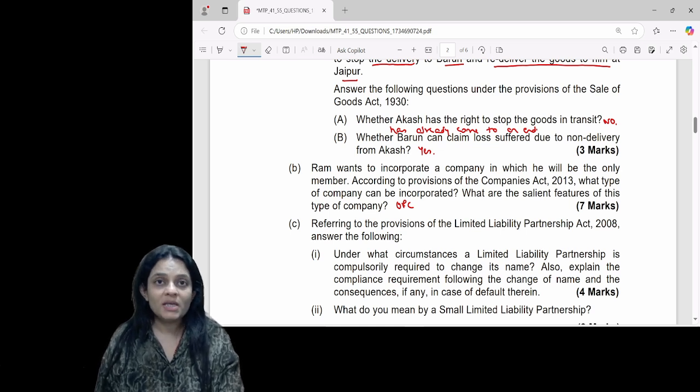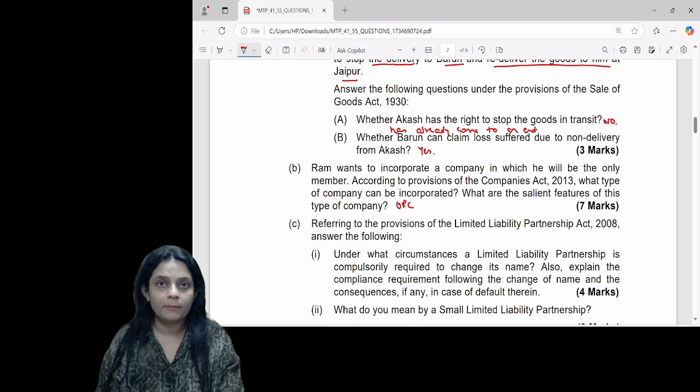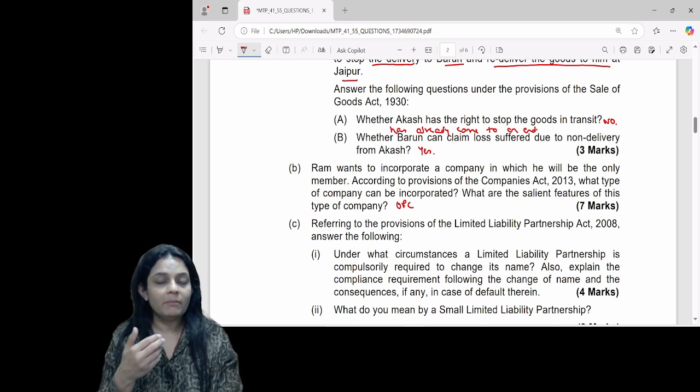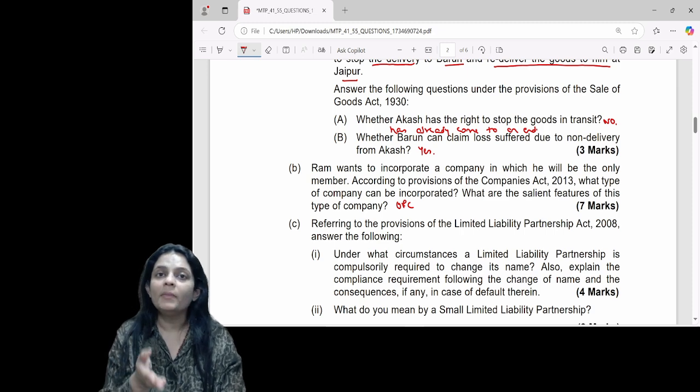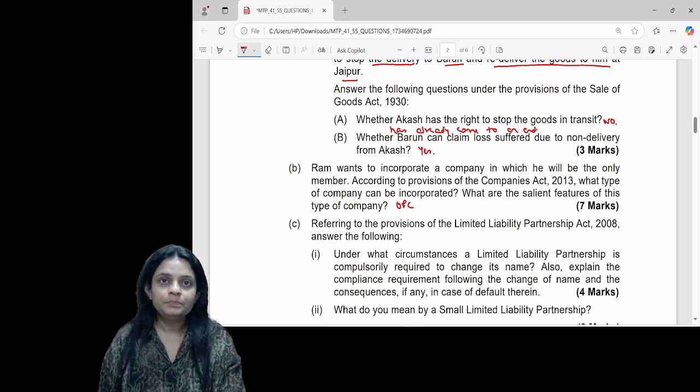In case of an OPC, the nominee's written consent will be taken, which will be filed with the ROC. His name will be there in the memorandum. The member can change his nomination, and the nominee can withdraw the nomination. In both cases, a new nominee has to be appointed.